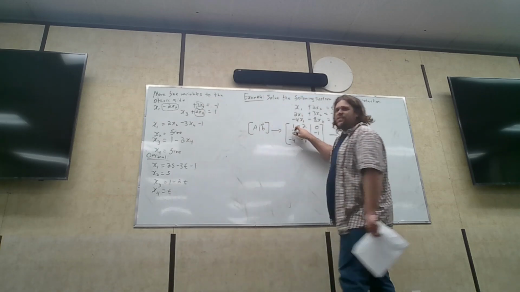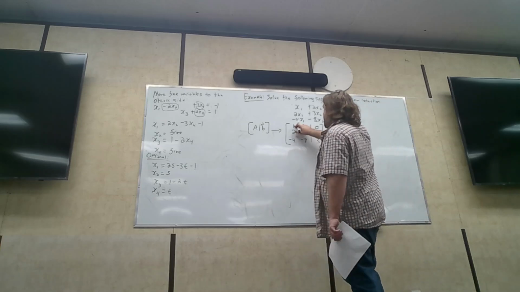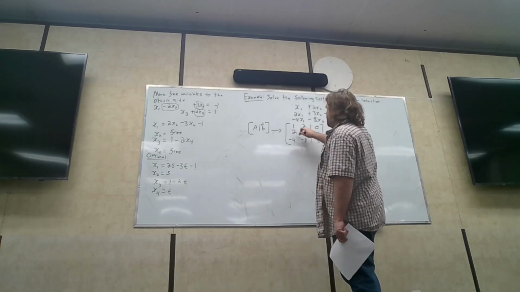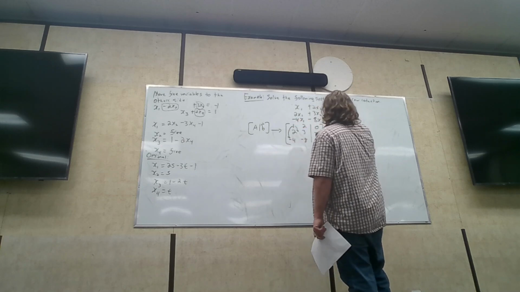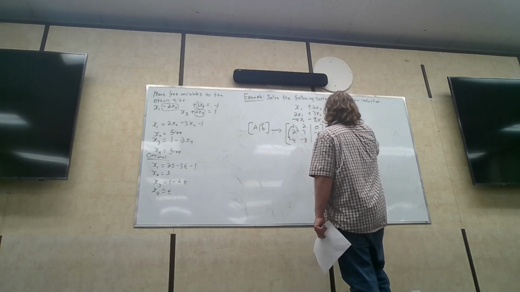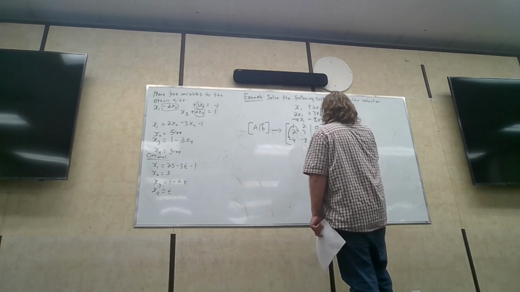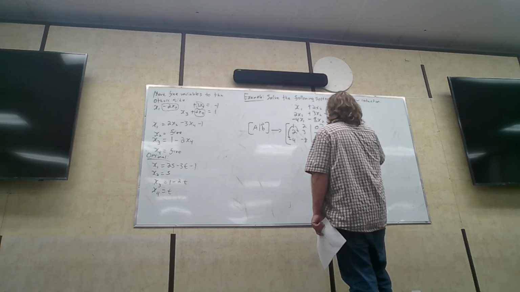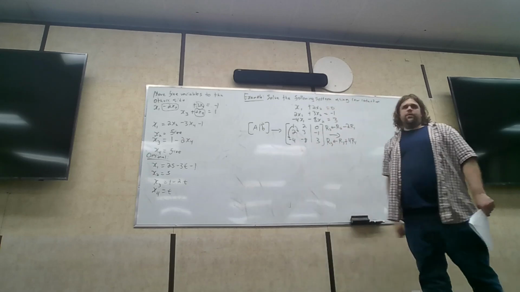So we already have a 1 at the top left. Awesome. We don't have to do anything to put it there. So now we just want to kill the stuff below. That's going to be row 2 becomes row 2 minus 2 row 1, and row 3 is row 3 plus 4 row 1. So we're just getting rid of those entries.